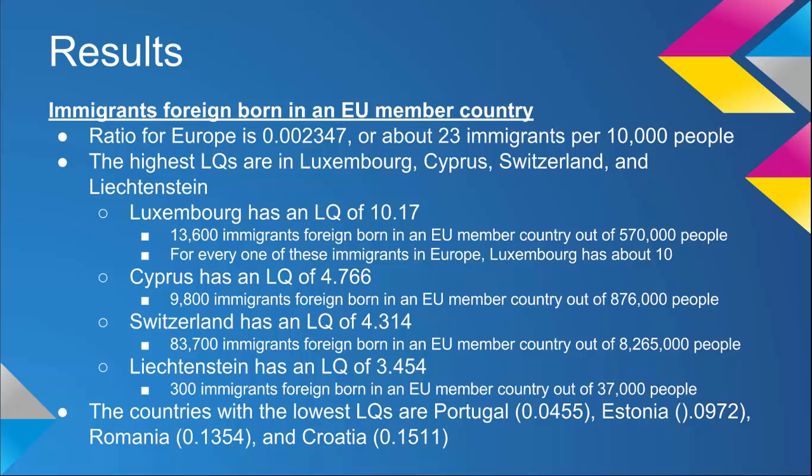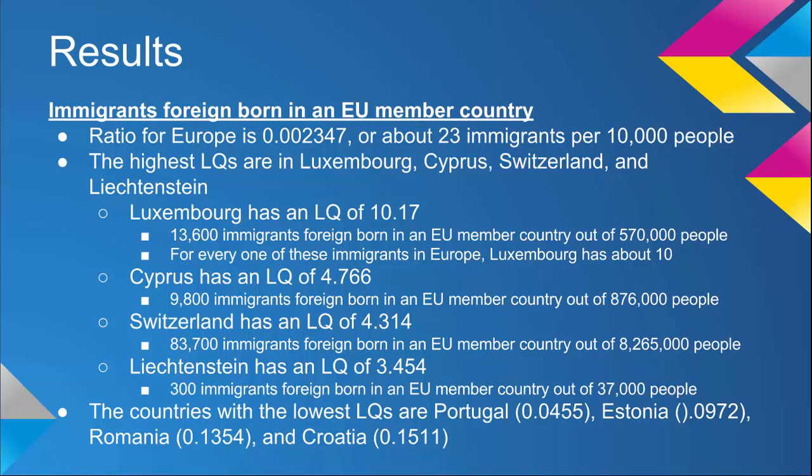For my results, immigrants foreign-born in an EU member country showed that the ratio for Europe is 0.002347, or about 23 immigrants per 10,000 people. The highest LQs are in Luxembourg, Cyprus, Switzerland, and Liechtenstein. Luxembourg has an LQ of 10.17, which showed that for 13,600 immigrants foreign-born in an EU member country out of the 570,000 people, for every one of these immigrants in Europe, Luxembourg has about 10 of those individuals.